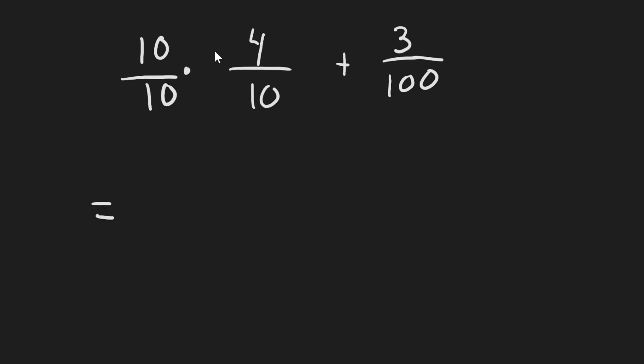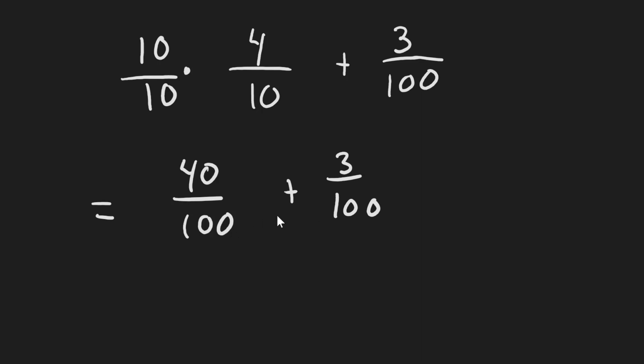So the next step is to multiply these two fractions together, and then we'll be able to add. So let's go ahead and multiply 10/10 times 4/10. How do we do this? Well, when we multiply fractions, we just multiply across. So 10 times 4 is 40. And in the bottom, 10 times 10 is 100. And then we have just 3/100 over here. We're still adding that. So now we have 40/100ths plus 3/100ths.